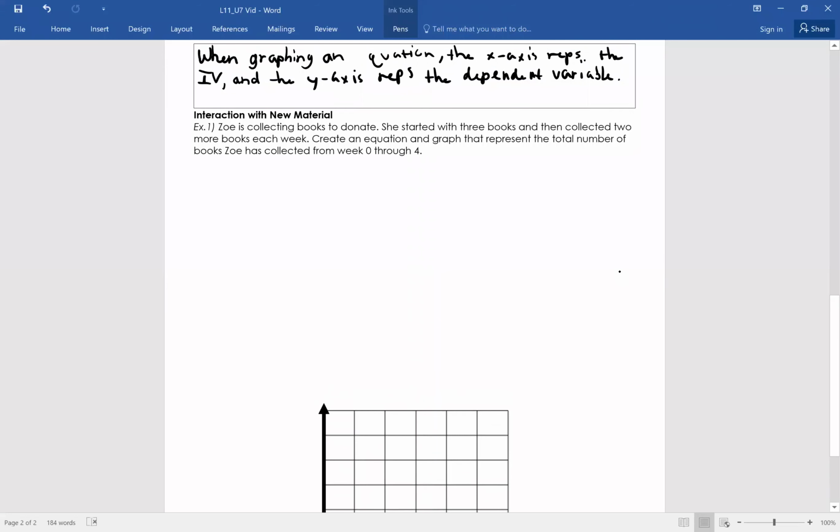So she started with 3 books. Let me go ahead and underline that. I'm just going to put a 3 on top of it, and then collected 2 more books each week. So 2 more books each week. Each week is very important. Create an equation and graph that represents the total number of books Zoe collected from week 0 through week 4. So the first thing we need to do is create a table. So I'm going to go ahead and create that table in vertical direction.